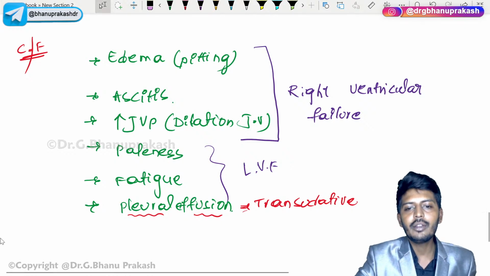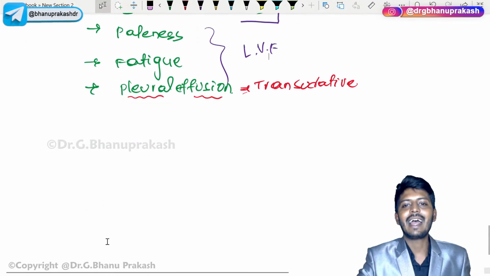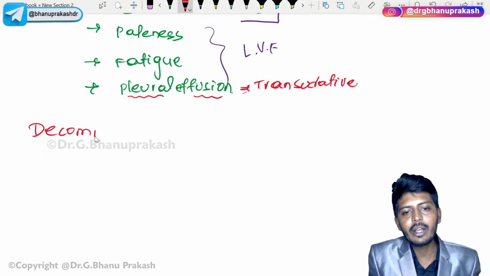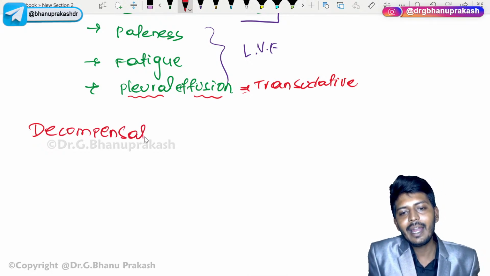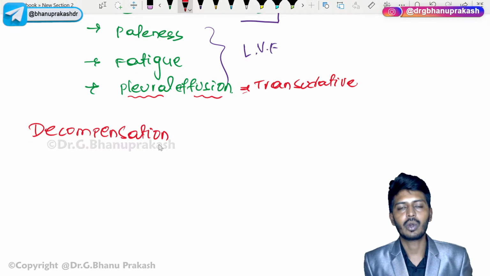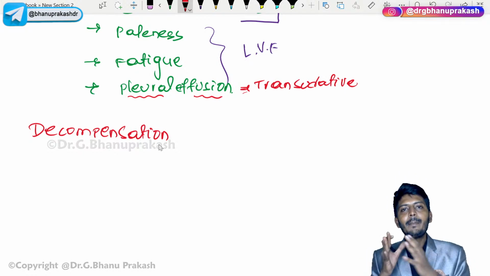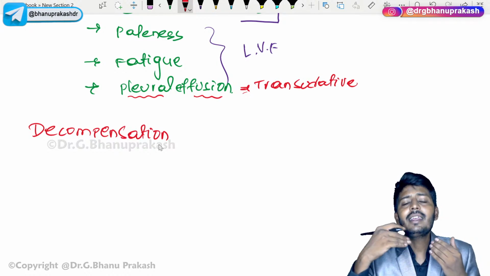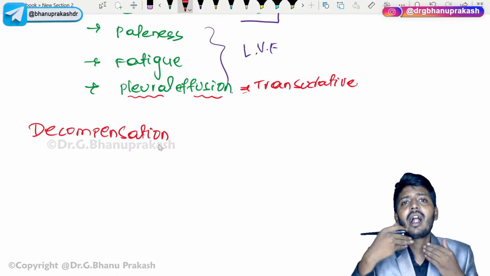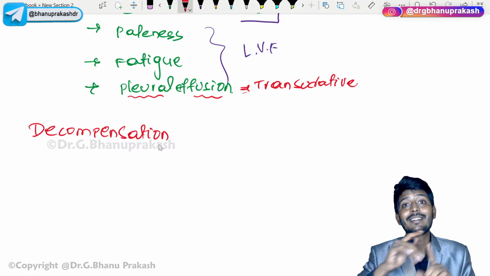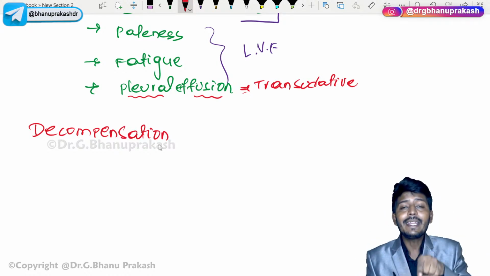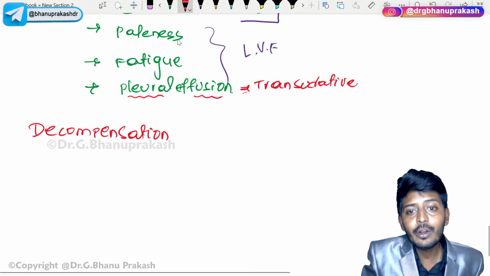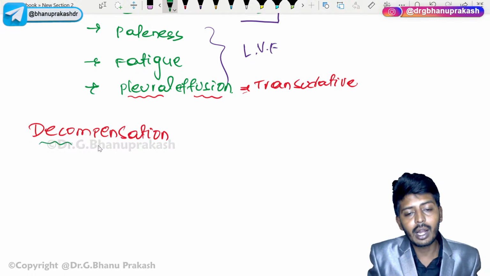Okay, now once we understood this, if the patient is having, for example, decompensation. What do I mean by decompensation? Very simple. I had a patient with heart failure. Now, some patient who is having heart failure suddenly develops decompensation. It means suddenly the oxygen requirement is increased or the heart is not able to pump. Immediately symptoms will start. Chronic heart failure precipitated into acute heart failure. You got the point? Chronic heart failure precipitated into acute heart failure.